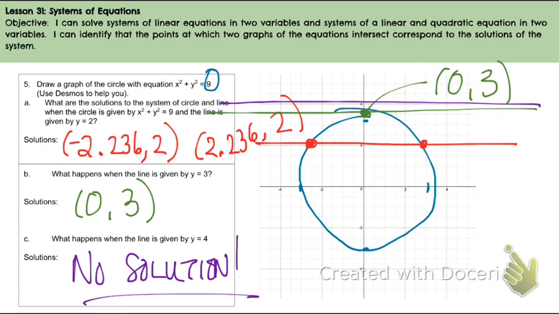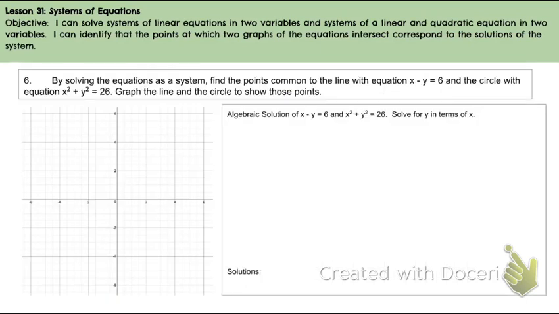Okay. All right, let's go to page 4. Problem 6 says, by solving the equations as a system, find the points common to the line with the equation x minus y equals 6 and the circle with equation x squared plus y squared equals 26. Graph the line and the circle to show those points. So first, I'm going to solve it.